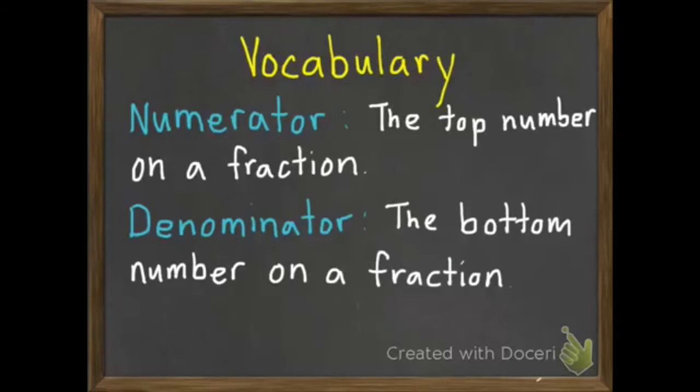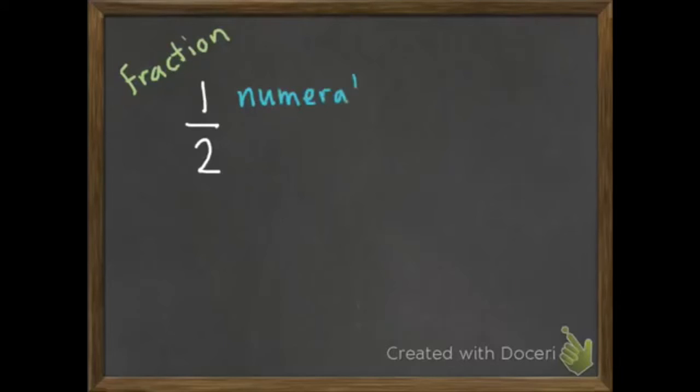Okay, so we're going to write a fraction that you all should be very familiar with. 1/2. So let's see how well you were listening to that first part. What do we call the 1, the top number of our fraction? A numerator. And what do we call the bottom number of our fraction? The denominator.